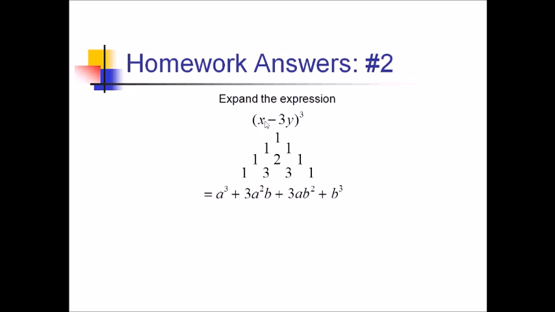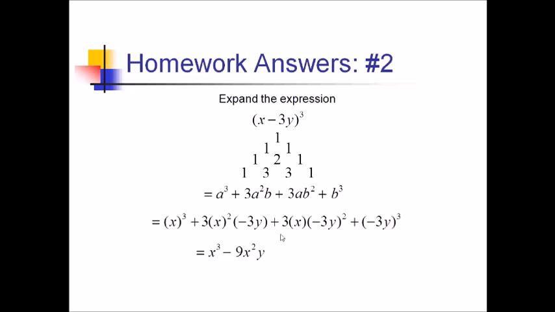Next, we've got x going in for a, and instead of b, we're going to use negative 3y. So we've got x cubed, 3x squared, negative 3y, and then 3x, negative 3y squared, and then negative 3y cubed over here. All right, let's go term by term carefully now. We've got x cubed, and then this is going to be, let's see, negative 9x squared y. Over here, this is going to be 9y squared. So 3x times 9y squared, 27xy squared. And finally over here, this is going to come out negative 27y cubed.